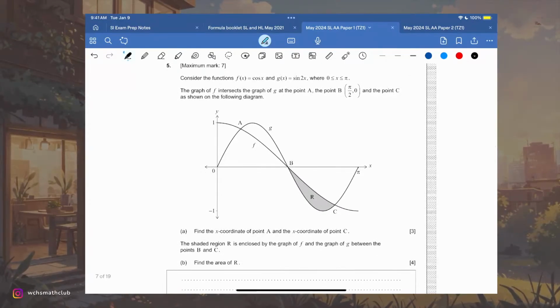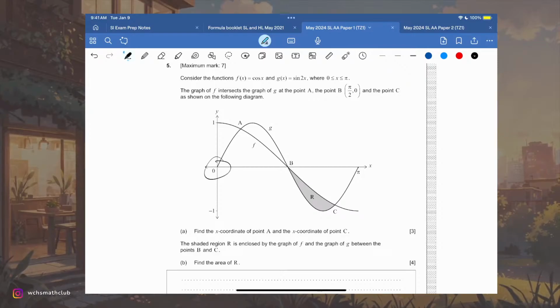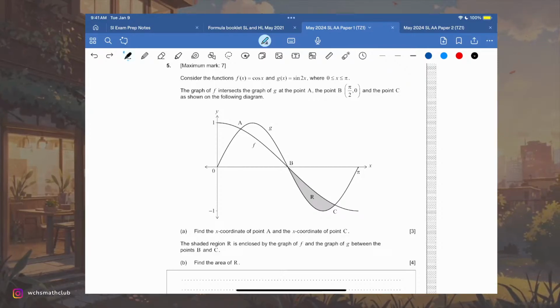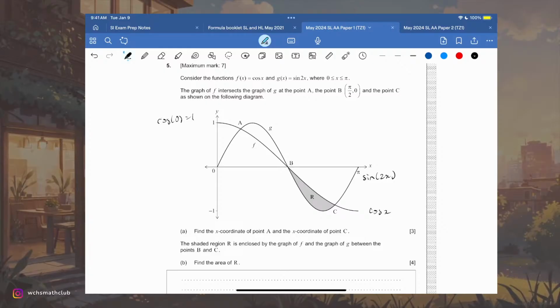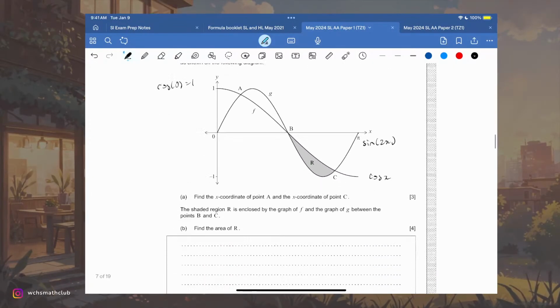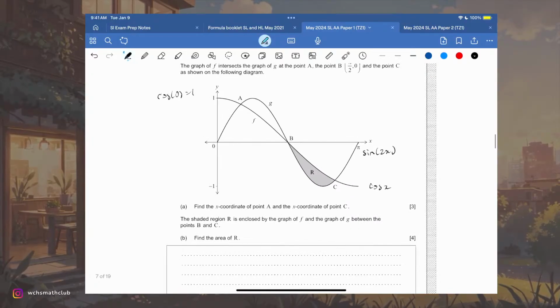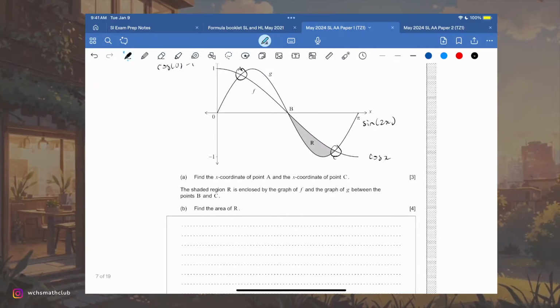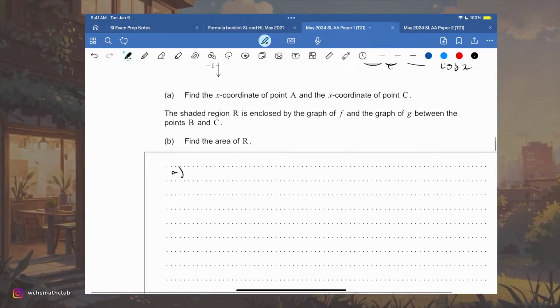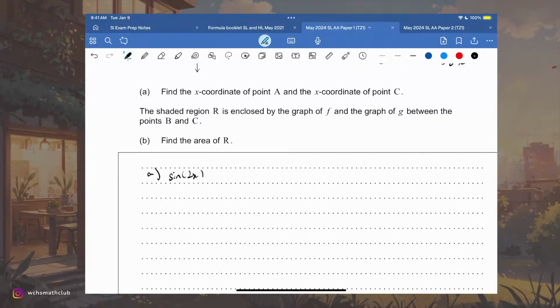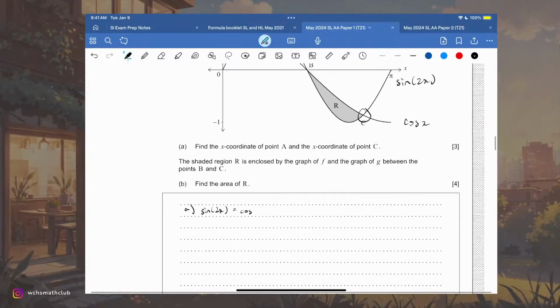So if you have no idea which function is which, you can just look at the point where it reaches the y-axis. If you don't already know, cosine 0 is 1, right? So we know this has to be the cosine function, and this has to be the sine 2x function. Great. So now we are to find the x-coordinate of point A and the x-coordinate of point C. We can notice that both of these are intersection points, so all we have to do is set both of these equations equal. So in part A, we have sine 2x equals cosine x.